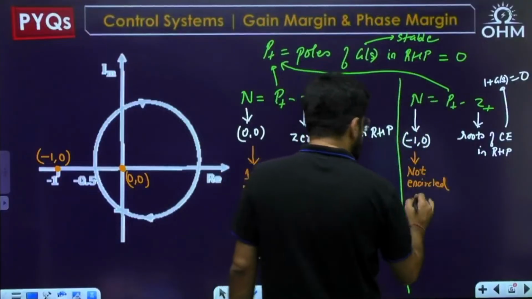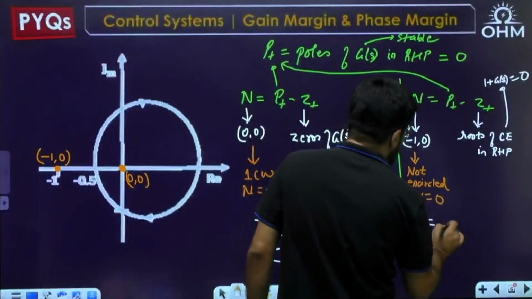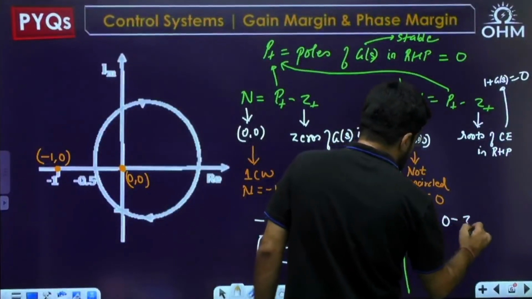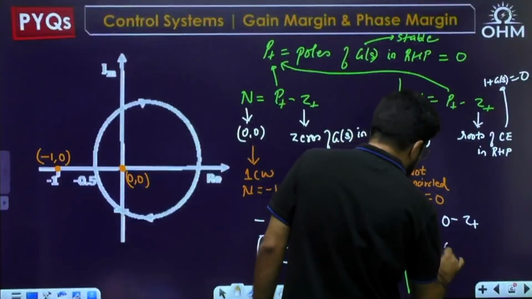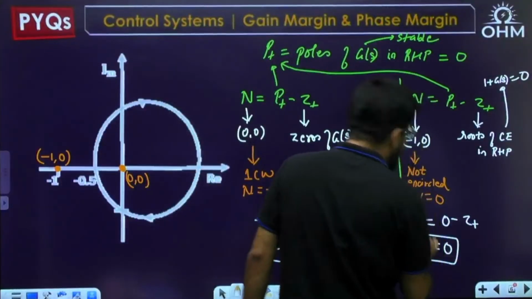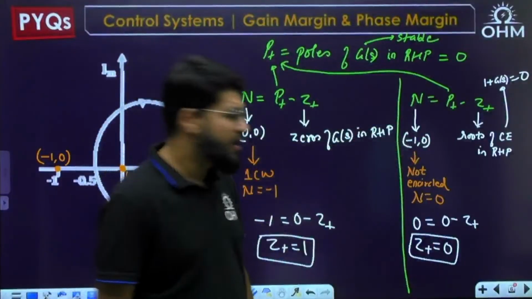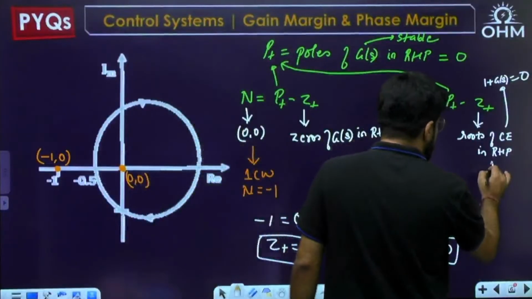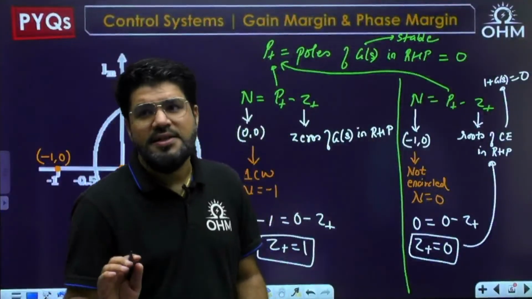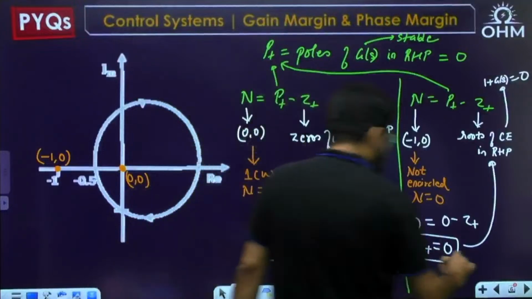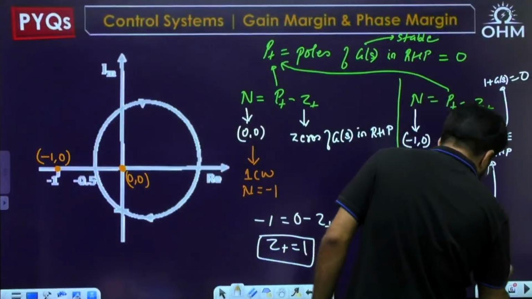So the n value is 0, and p plus is also 0. p plus is 0 minus z plus, so this time z plus is 0. Which z plus is it? It is the roots of the characteristic equation in RHP. z plus equal to 0 means there is no root of the characteristic equation in RHP, and the closed loop system is stable.